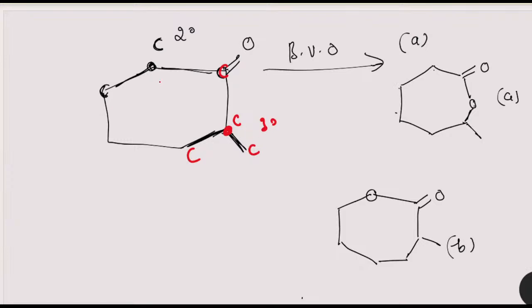We just discussed the order: tertiary is going to react first, then secondary, then phenyl, and then primary, right? So should I go with option A or option B? Tertiary or secondary? Tertiary side. So it means we are going to add the oxygen toward the CH3 side. It means option A is the correct answer, not B. Okay, Niharika and everyone, this is how you can decide.